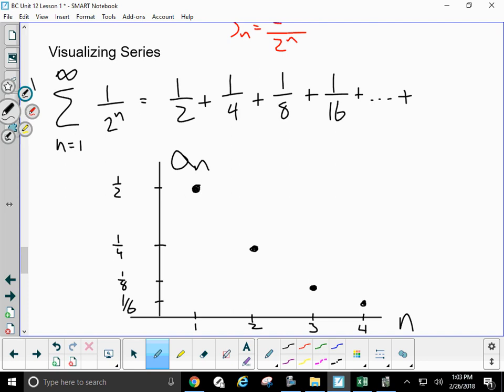Now the question is, am I adding a enough of a decrease so that my sum is not going to increase towards infinity? Which we will find is the case for some of these series when my values get smaller and smaller and smaller.